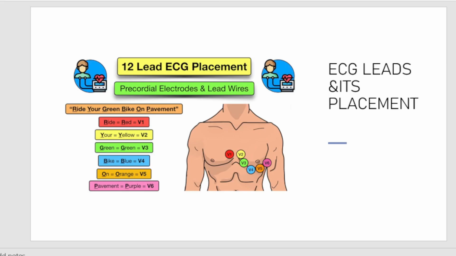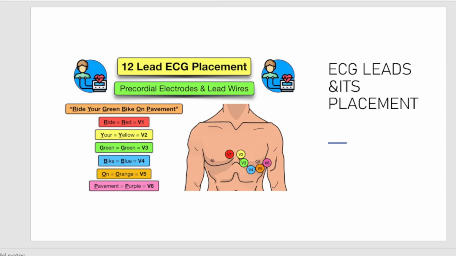ECG placement, ECG leads. What do we mean by leads? ECG leads mainly help in the electrical recording of the heart's activity from different angles. There are mainly two types: the first is limb leads and the second is chest leads. Limb leads record the electrical activity of the heart in the frontal plane. Frontal means vertical plane. In that, there are mainly 6 leads. These 6 leads are also divided into two types, bipolar leads and augmented unipolar leads.